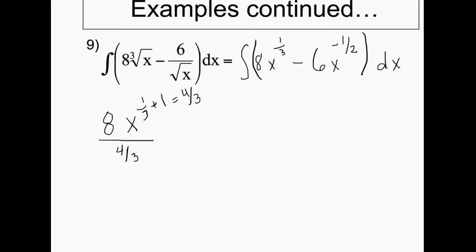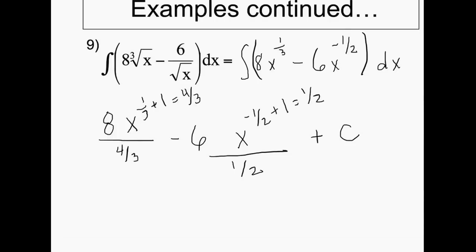Then we move to the next piece, and I'm going to go ahead and start with my x. Negative 1/2 plus 1 is going to be positive 1/2. I'm going to divide by positive 1/2. I still have this negative 6 out in front, plus c. And then it's just a matter of cleaning it up.